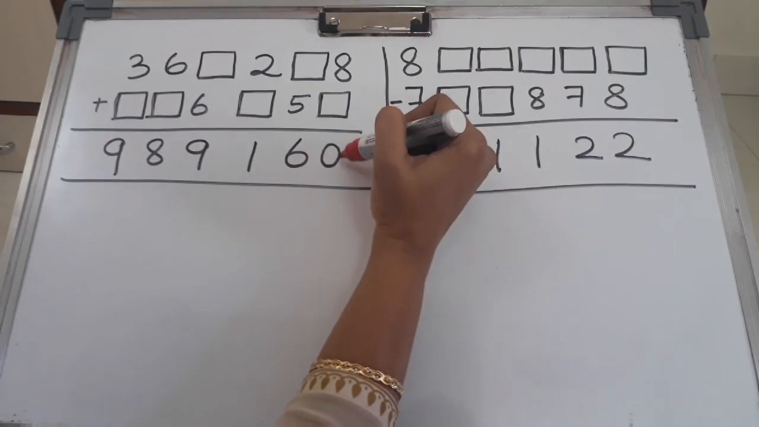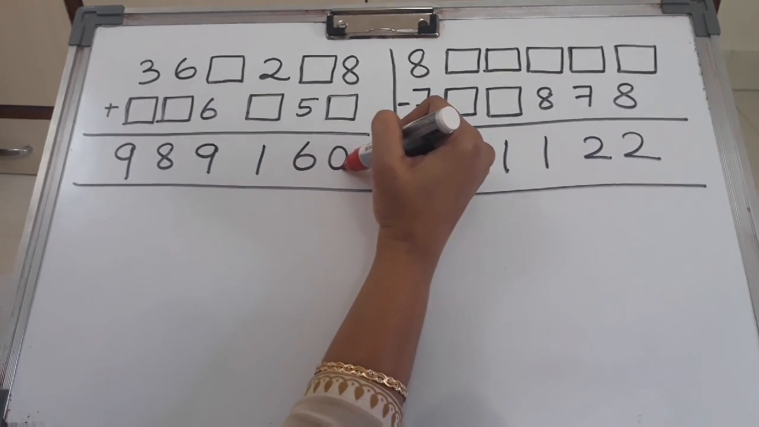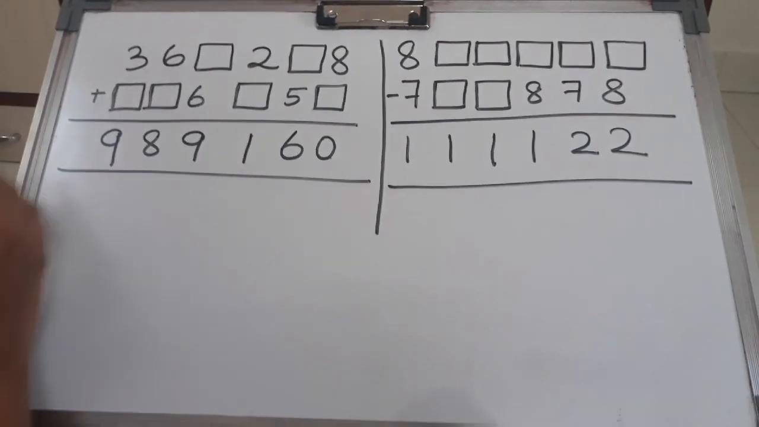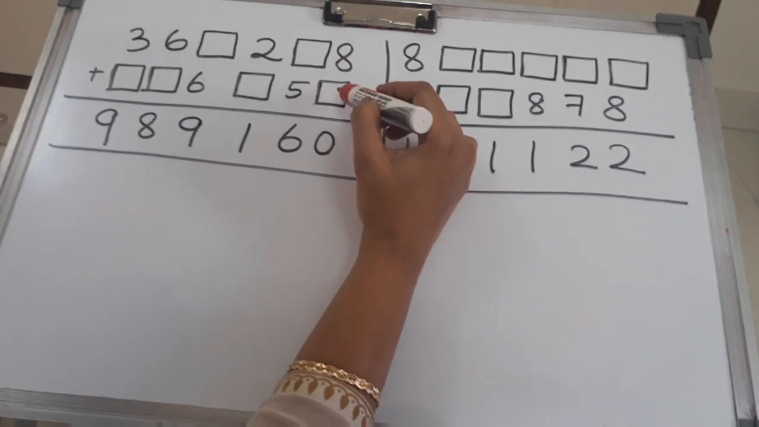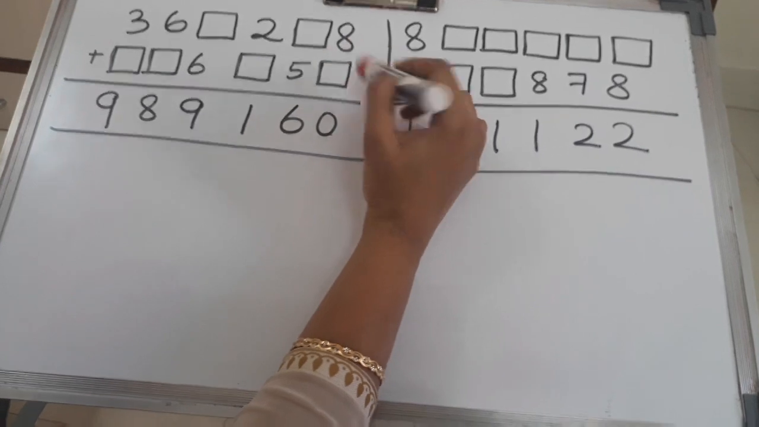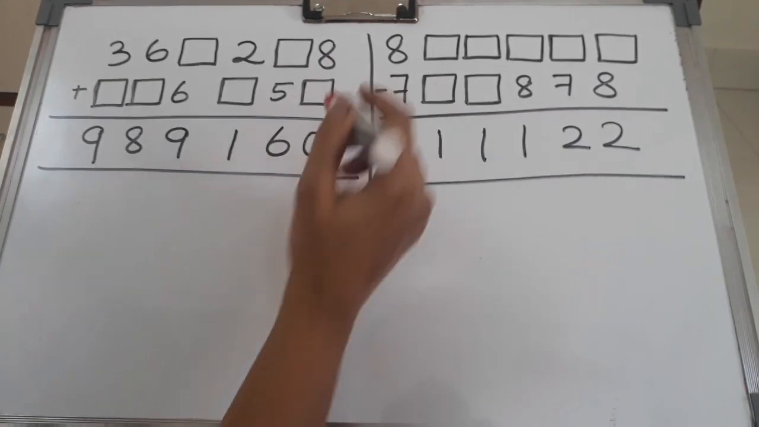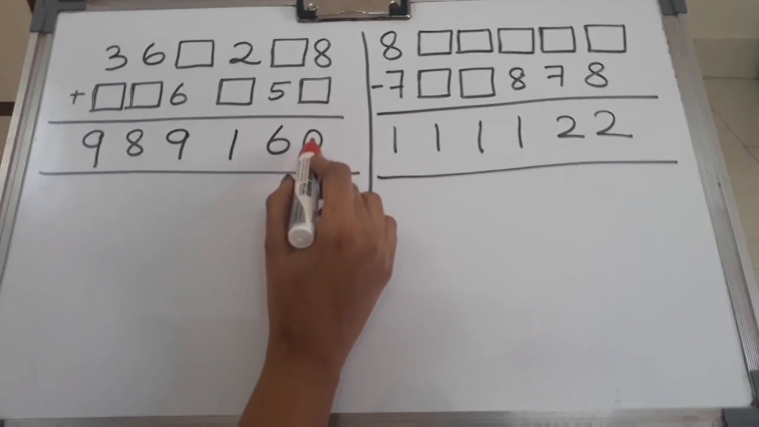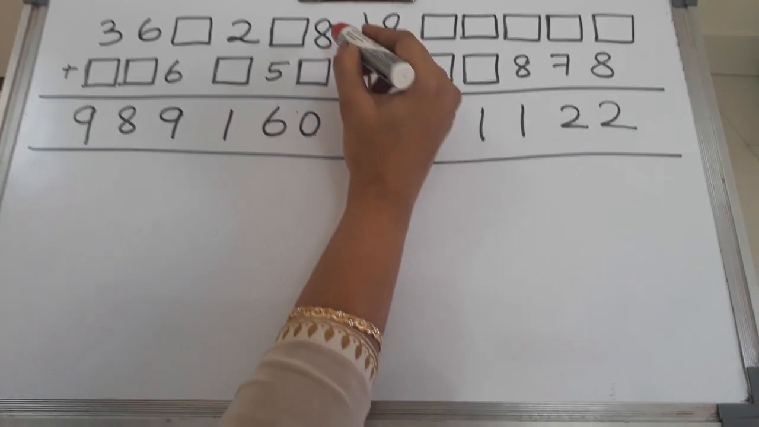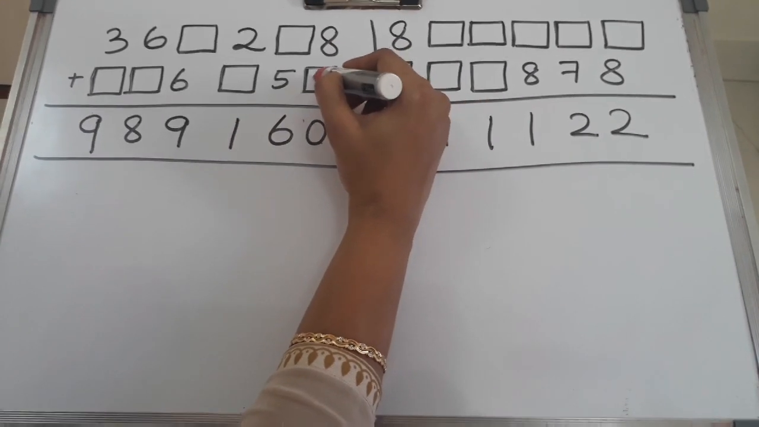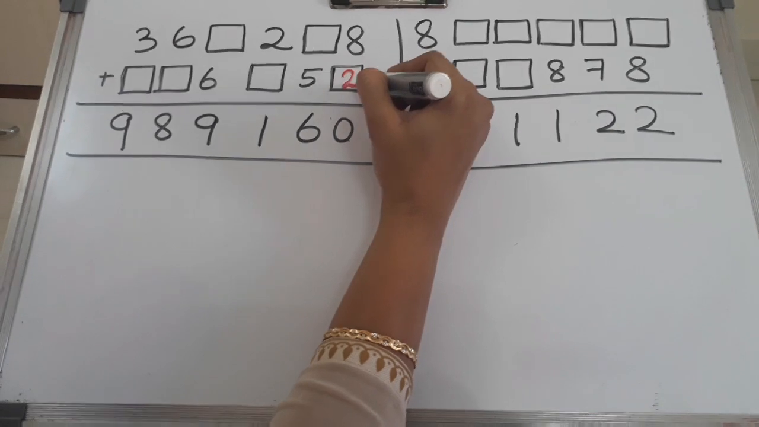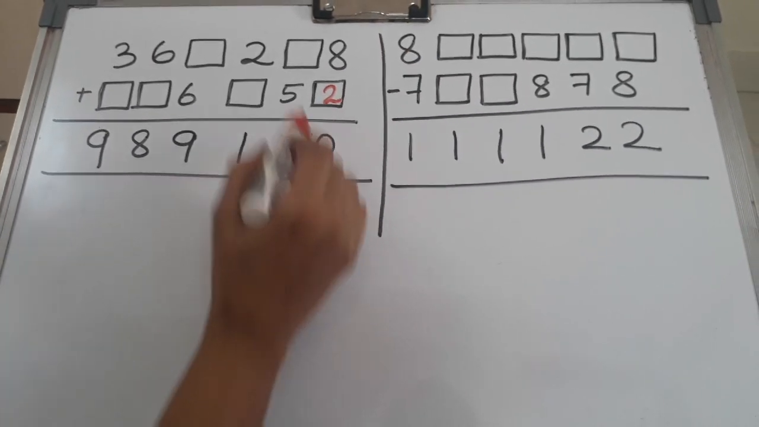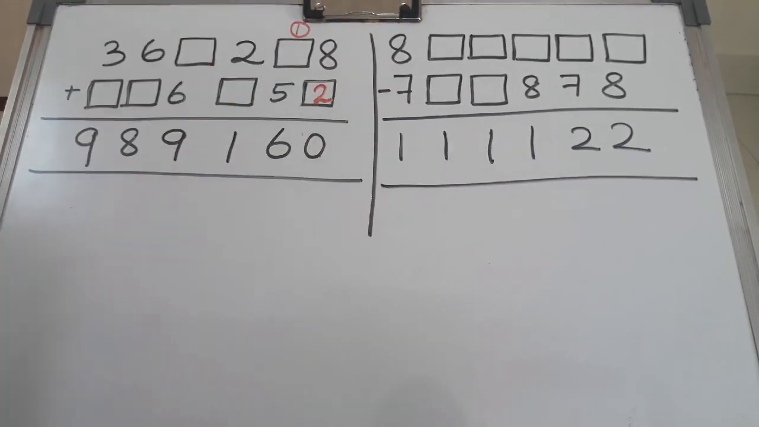Start. The answer we want here is 0. We will always start with the ones place. So 8, what will we add to 8 to get 0? How can we get 0 here? If we take the value as 10. So if we do 8 plus 2, we get 10, 0 here and 1 carry.